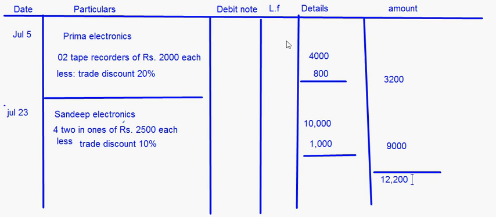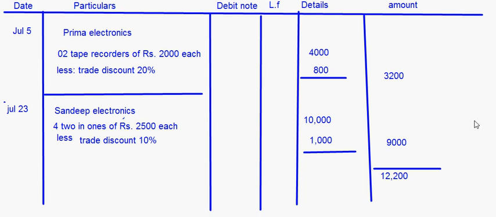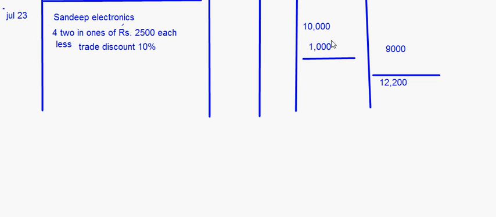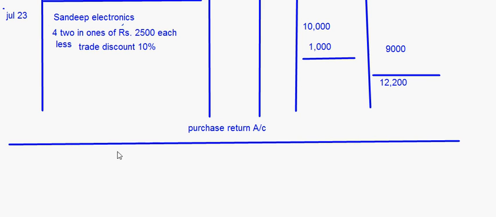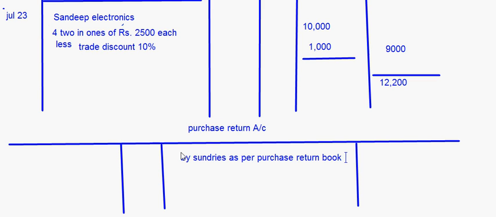And when you post this to the ledger, you will have a purchase returns account. In the ledger we'll have this purchase returns account, and it will come on the credit side. Purchases have a debit balance, purchase returns will have a credit balance. So on the credit side, at the end of the month or year, you will write by sundries as per purchase returns book. The total will come like this, 12,200.